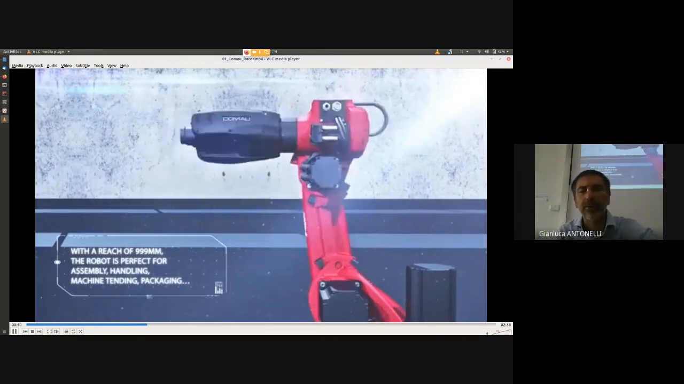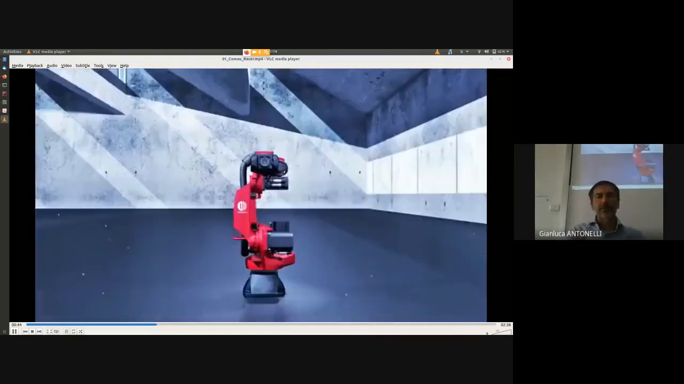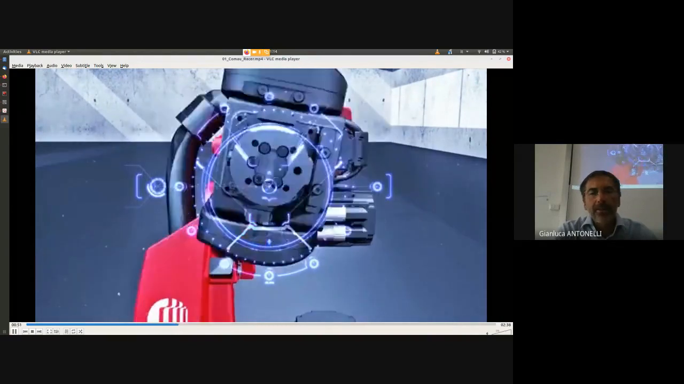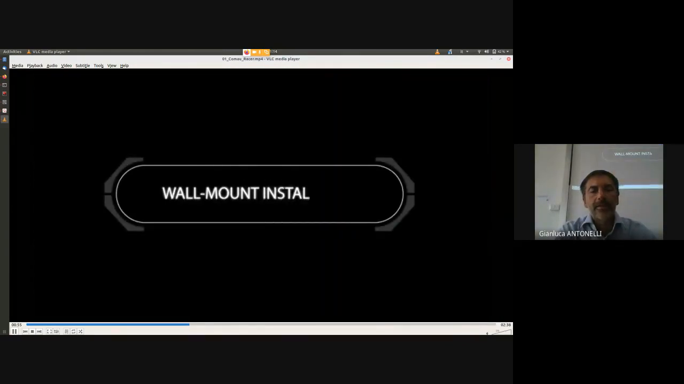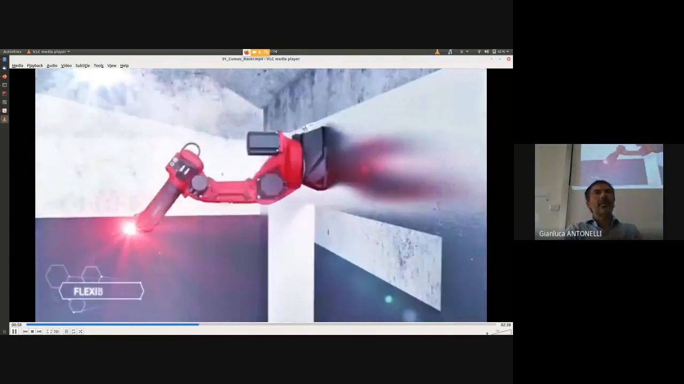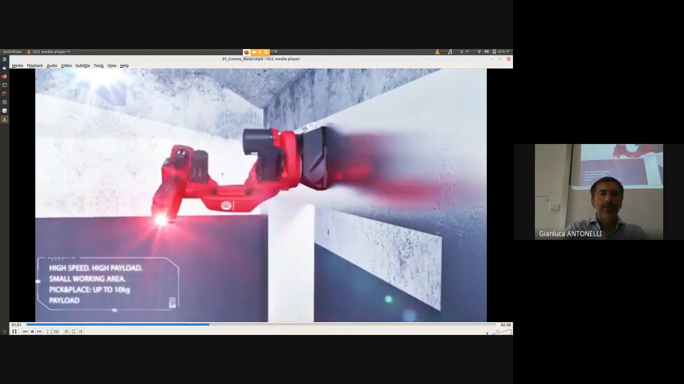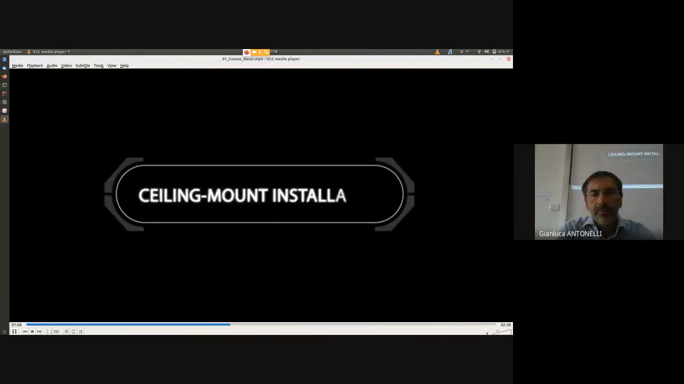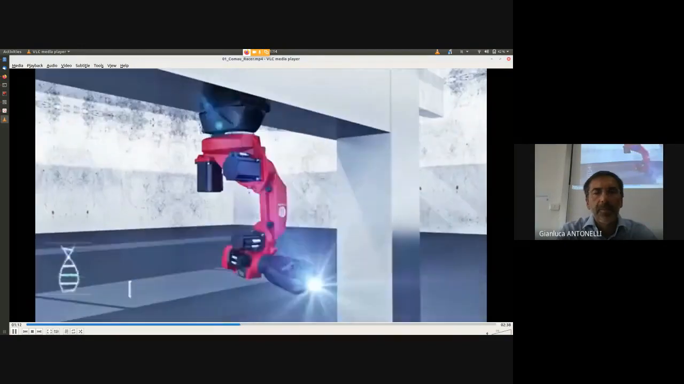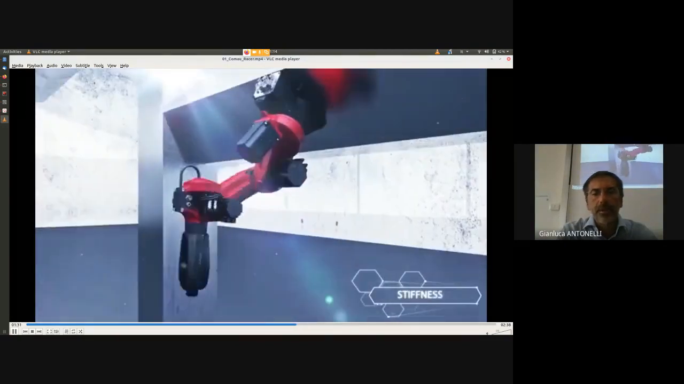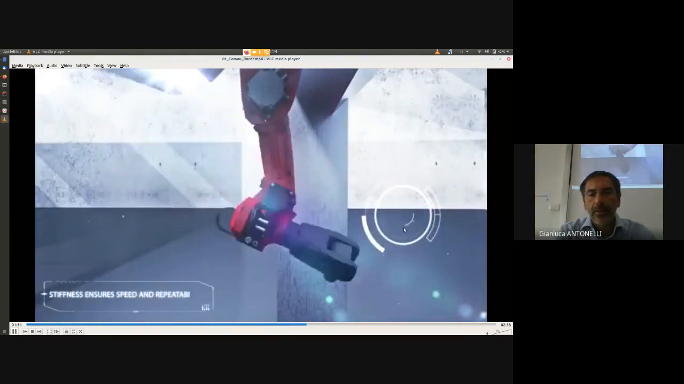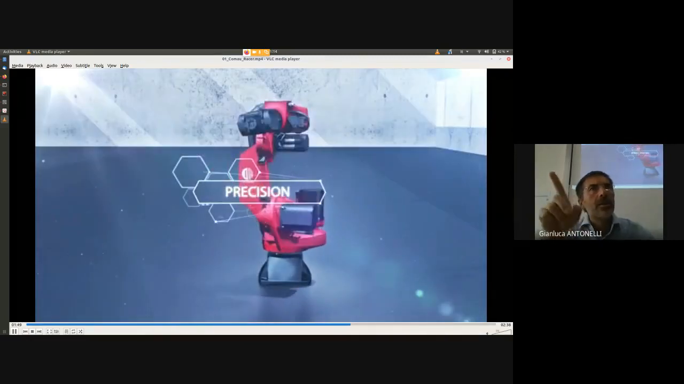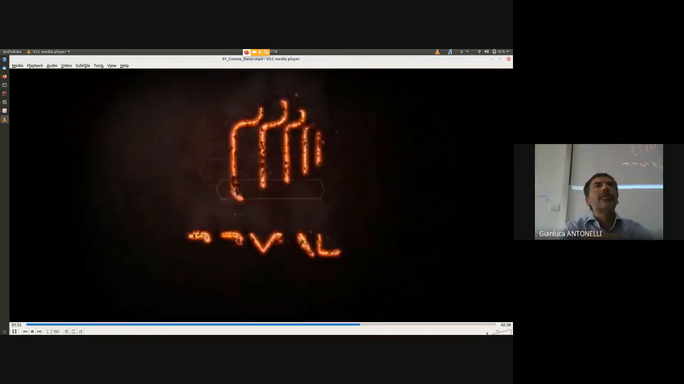Or any kind of software to make graphical representation, but this is already done, so it's easier. Okay, you can also see where they underline the characteristics of the robot in order to sell it. Repeatability, flexibility, pick and place payload, this is 10 kilos. You can mount it upside down. Here they talk about the stiffness of the robot. In this case, stiffness is good. We will see other cases where stiffness is not good, and we want compliance.